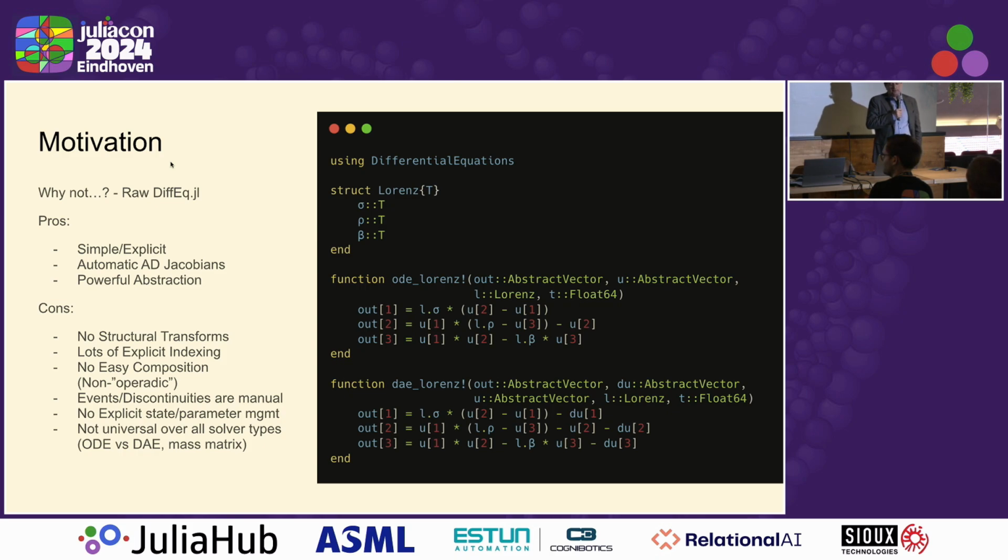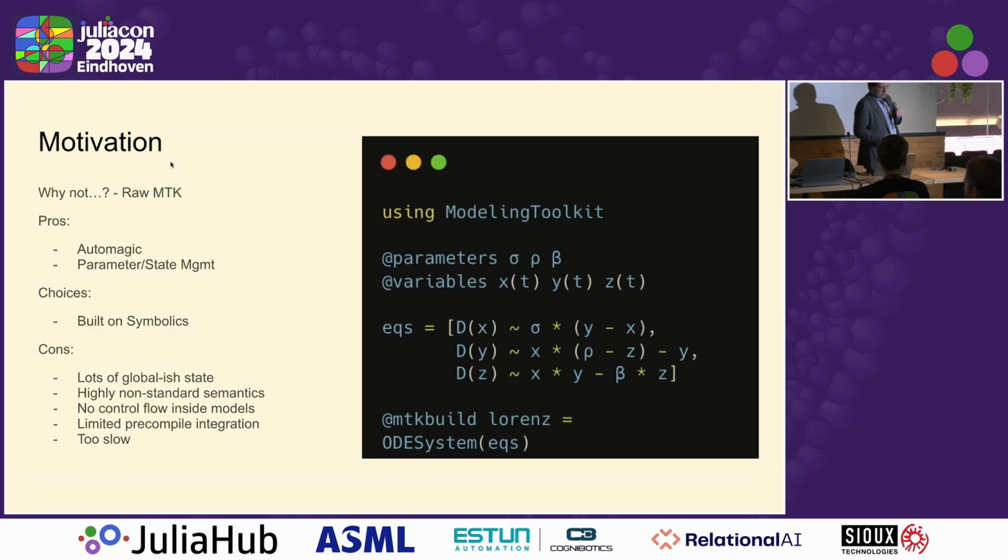There's things like event management and discontinuities, which you need to do manually here. It doesn't track states and parameters other than through indices, and it's also not completely universal over all solver types. So while it's mostly universal, there's still like 3 or 4 different representations that you may have to write manually, and you also have to do, as I said, things like events and discontinuities manually. So it's great, but not perfect.